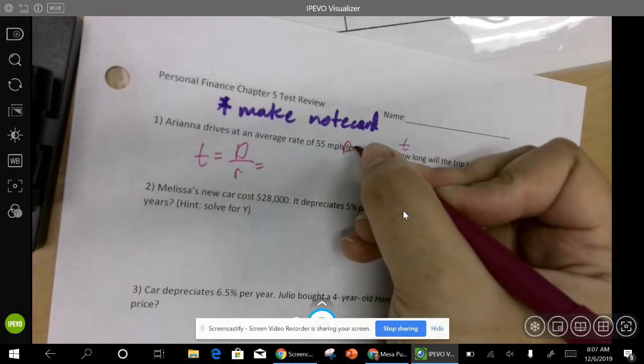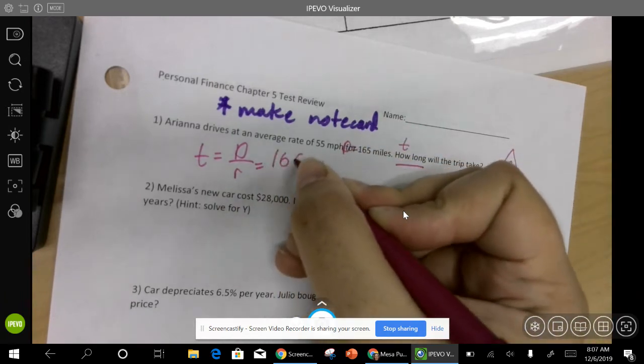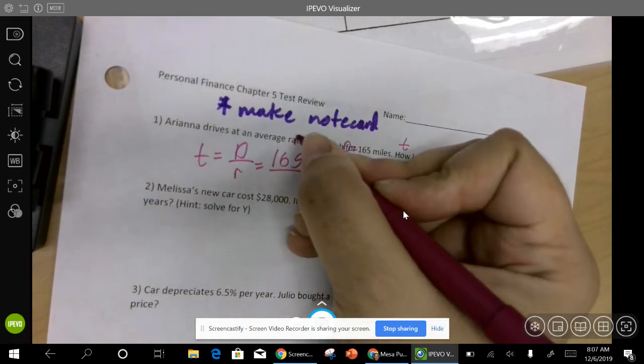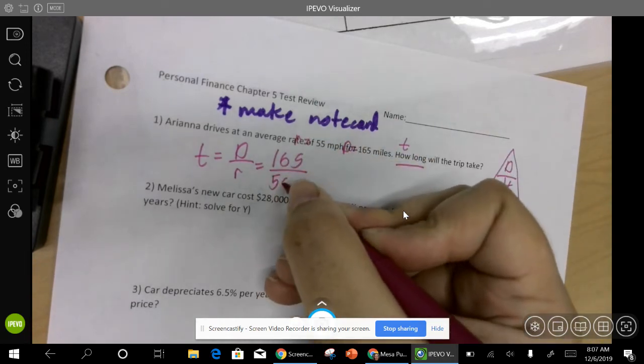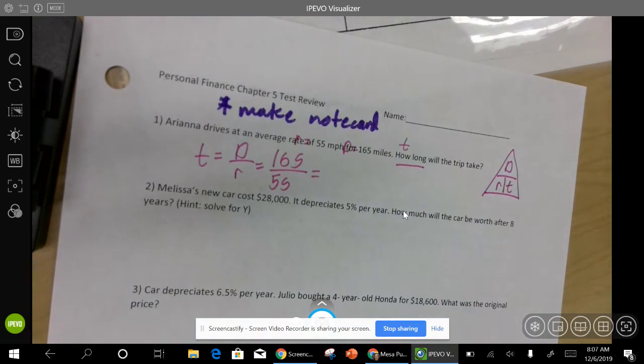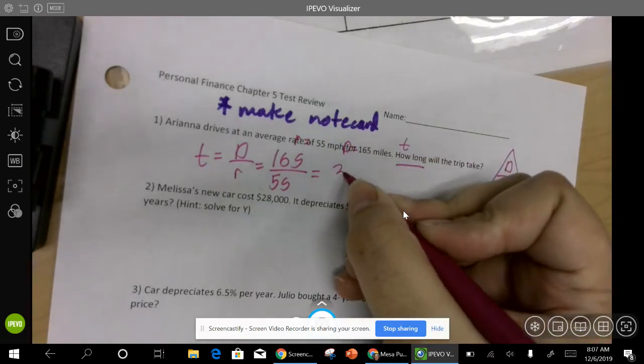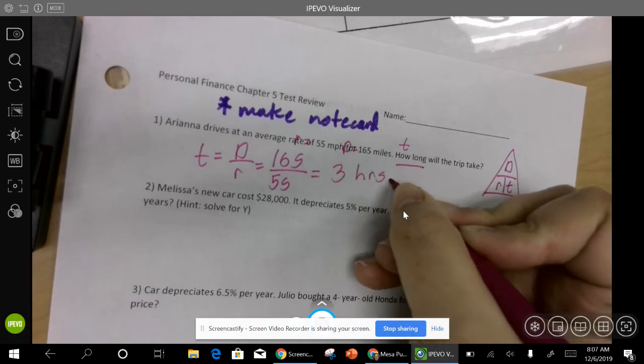The distance is 165 miles, and the rate is 55 miles per hour. So we go ahead and divide those, and I get 3, so it's 3 hours.